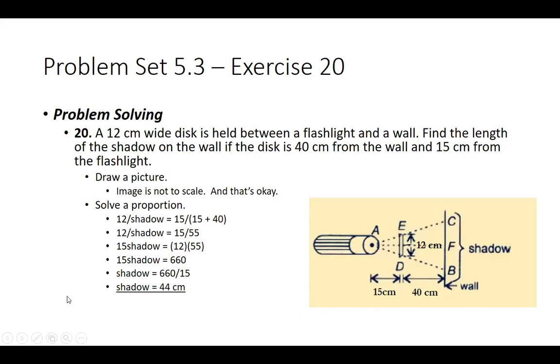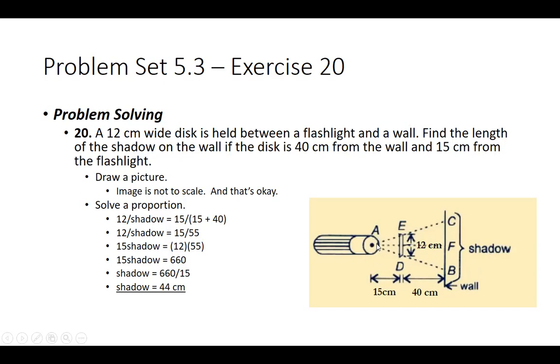Number 20. A 12 centimeter wide disc is held between a flashlight and a wall, as shown in this picture. Find the length of the shadow on the wall if the disc is 40 centimeters from the wall and 15 centimeters from the flashlight. So step 1 is draw a picture. It doesn't have to be as detailed as this one, but it should have the relevant pieces of information.